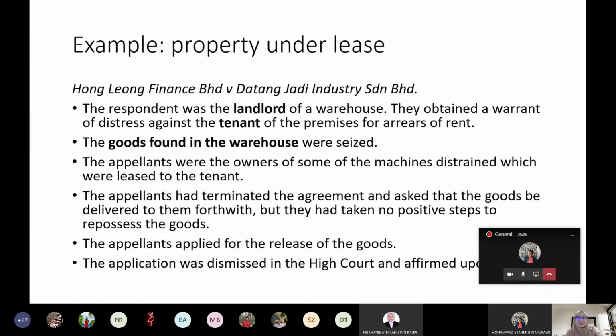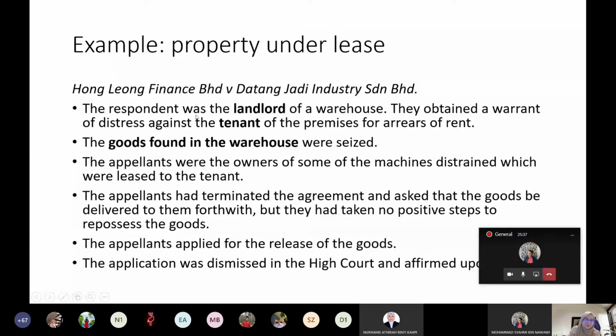land office. Okay, so it's a kind of a transaction in which people sewakan jugalah barang tu, okay, and then the payment for the rent will be paid. Okay, what happened in this case? We look at this case. The name of the case is Hong Leong Finance Berhad and Datang Jadi Industri Berhad. So the citation is in your manual.